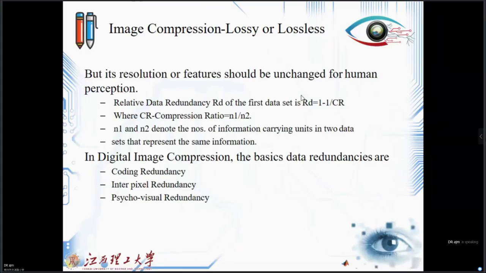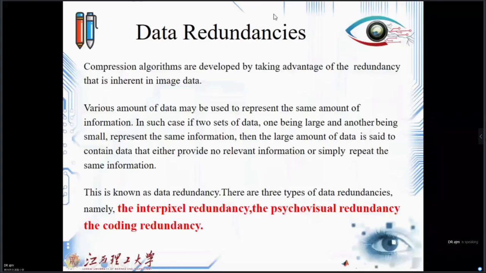In digital image compression, the basic data redundancies are three main topics that today we will talk about: coding redundancy, interpixel redundancy, and psycho-visual redundancy. Today, mainly we will finish up to the end of this redundancy part, and our aim is to cover up to the end of this part. Then let us first talk about data redundancy, and then go deeply through this subject and see which parts are more notable in this branch.